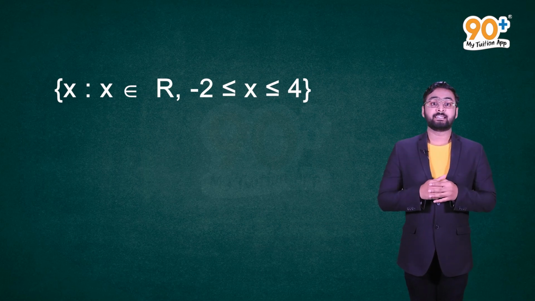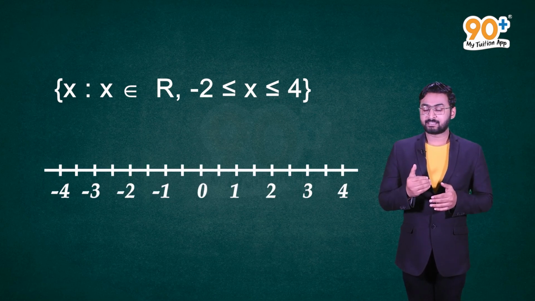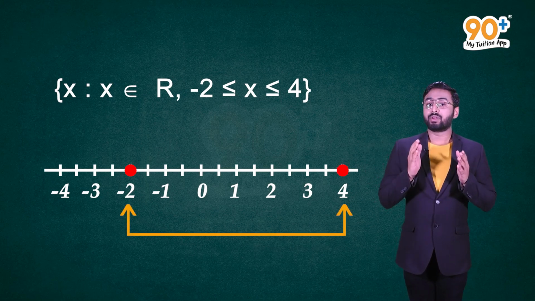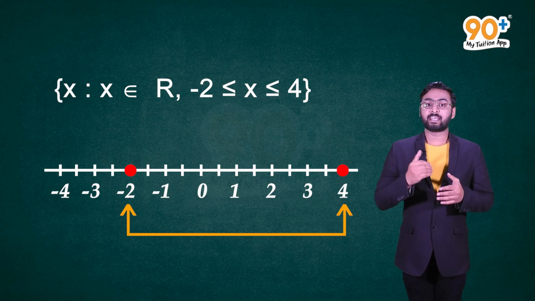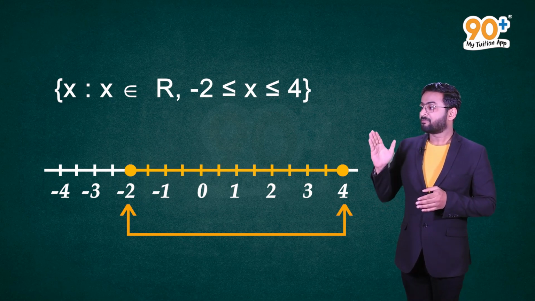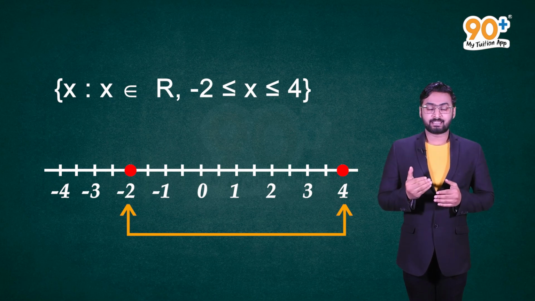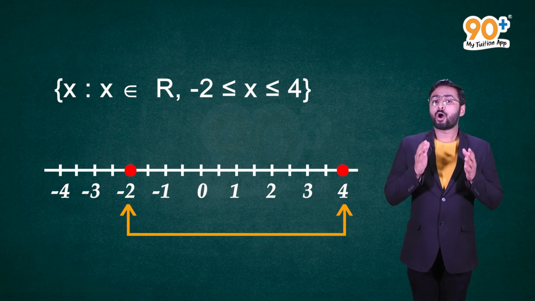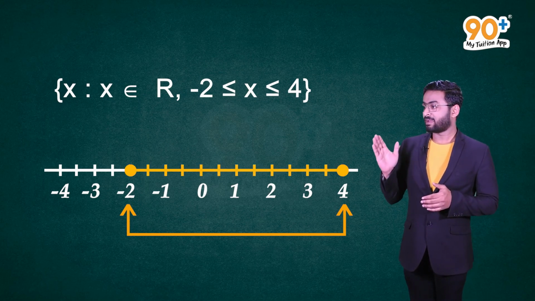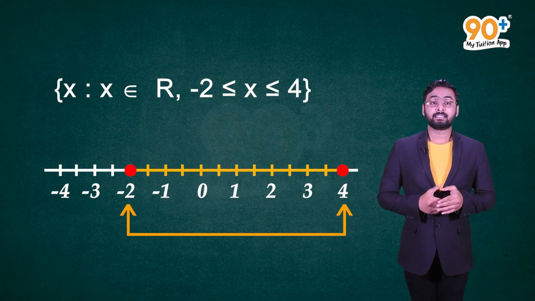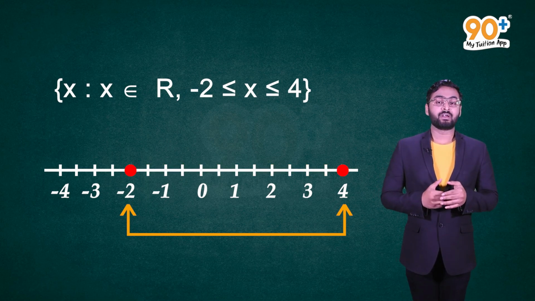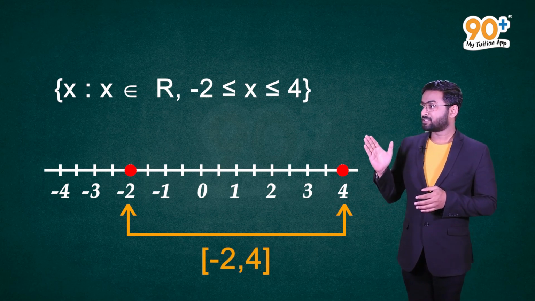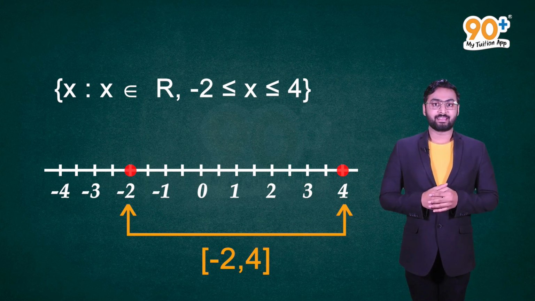Now, if we represent this set on the number line, we can see the two endpoints -2 and 4. Since x is greater than or equal to -2 and less than or equal to 4, the endpoints will also be included, which shows that this is a closed interval. So, in this interval, all real numbers that lie between -2 and 4 are included. The endpoints -2 and 4 are also included. And we can write this interval as [-2, 4] inside square brackets.